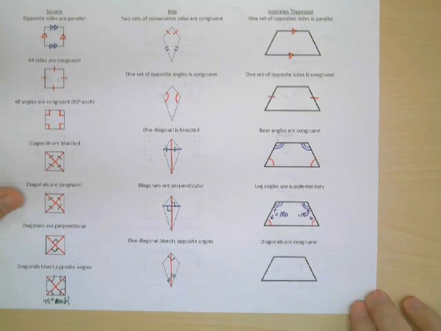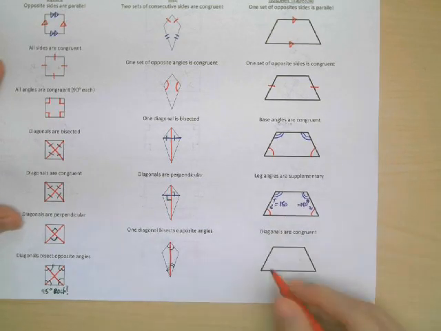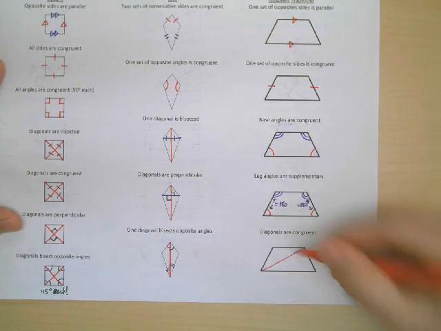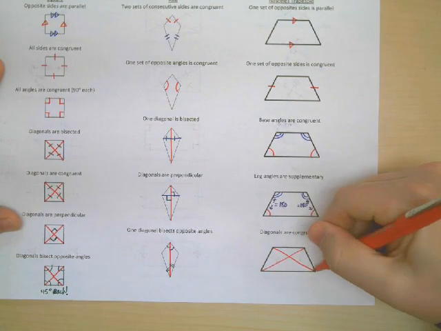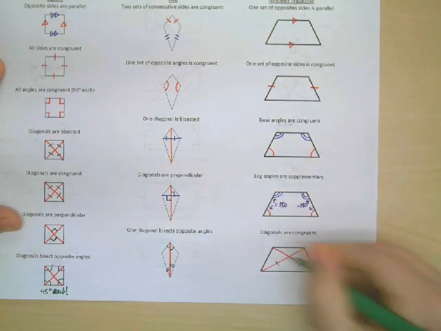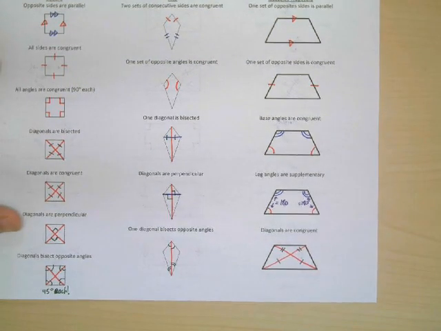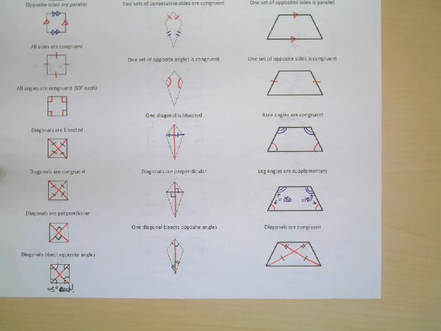And then the last property, the diagonals are congruent. So let's use the same color for these two diagonals. And then I'm going to mark them up just like this to show that they're congruent. So that's going to do it for coloring our quadrilateral properties.